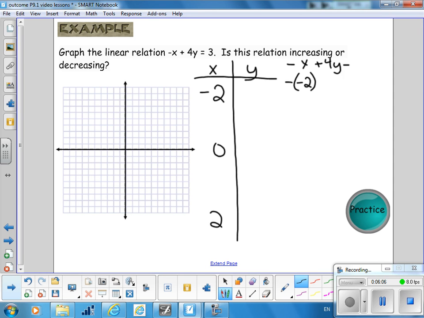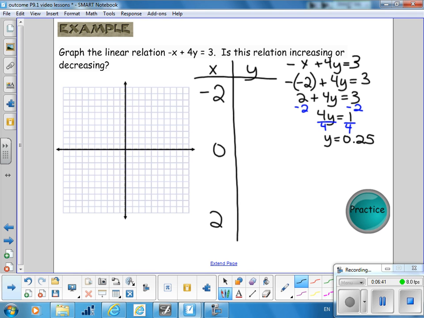So if I've chosen an X value that is negative, I actually have to write negative, negative 2 in order to make sure I get my coordinates correct. So negative, negative 2 is actually positive 2. So you need to be careful with that when your X is negative. Inverse operations, I'm subtracting 2. So I'm going to get 4y equals 1. Inverse of multiplication is division. 1 divided by 4 is 0.25.